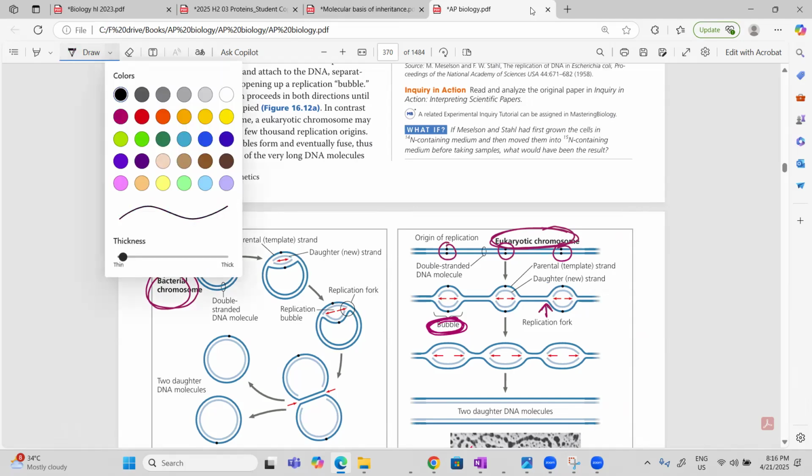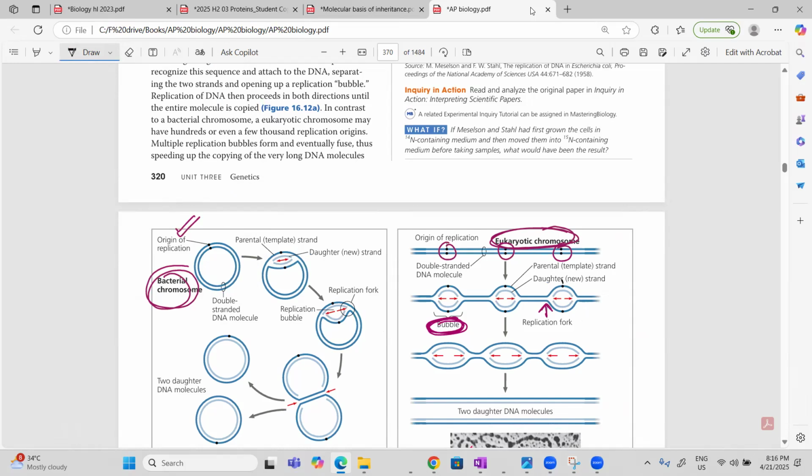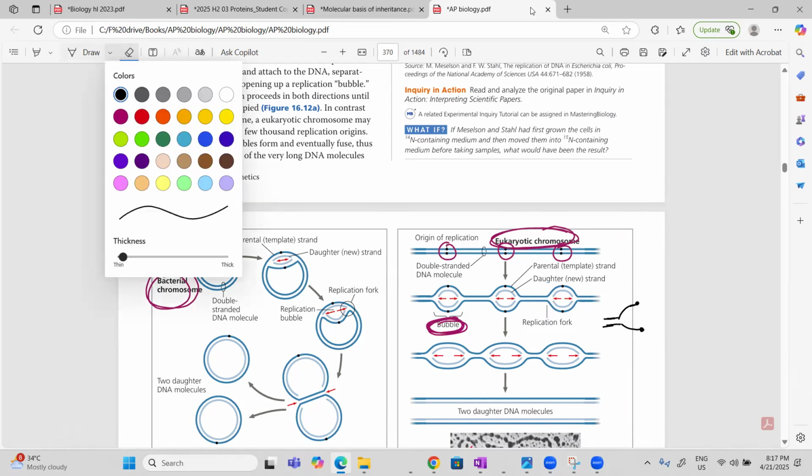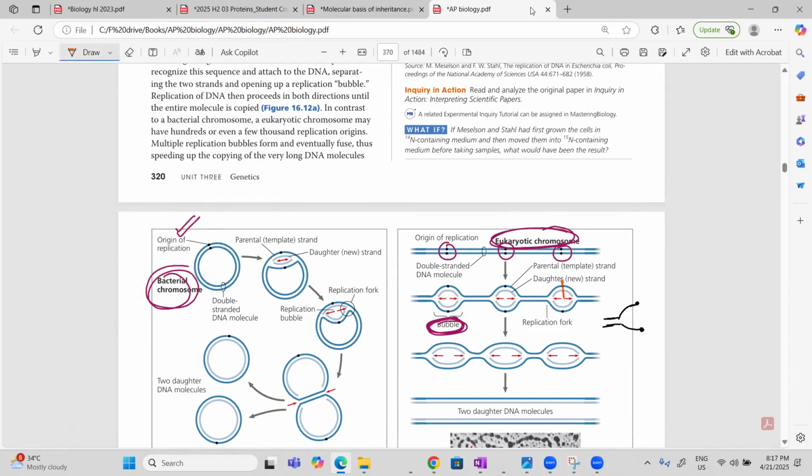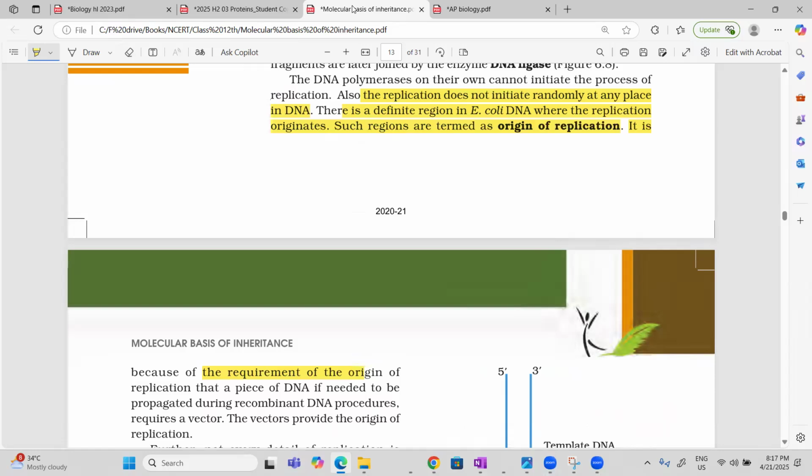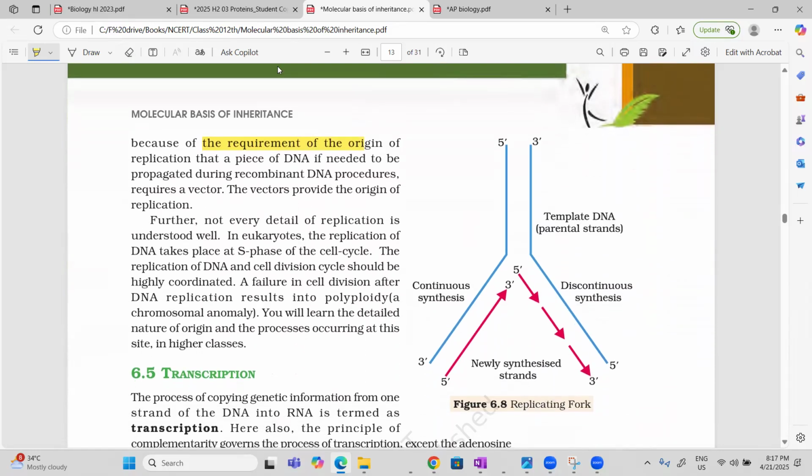So suppose I assume only this part in my diagram, because this was the origin. Just see, once again, please focus on the diagram carefully. I'm using a different color. I'm taking only this half part. And this point is the replication fork. See in our NCERT, this is the diagram, replication fork.